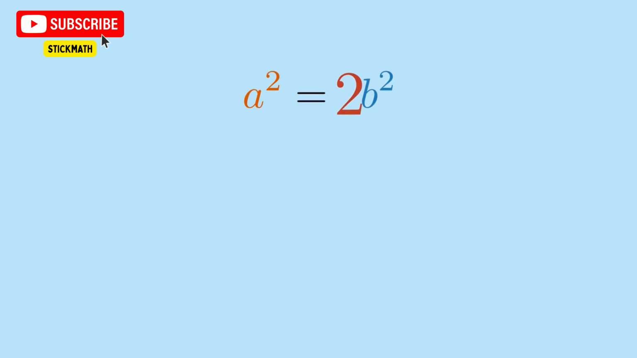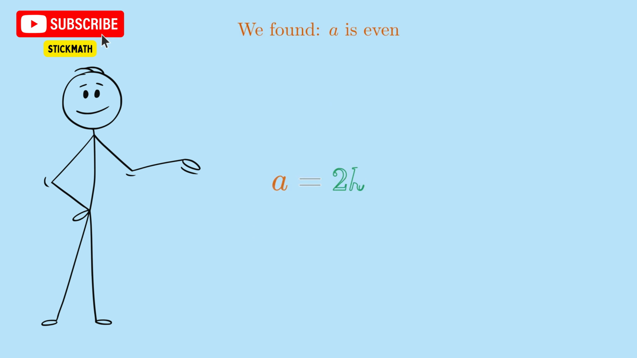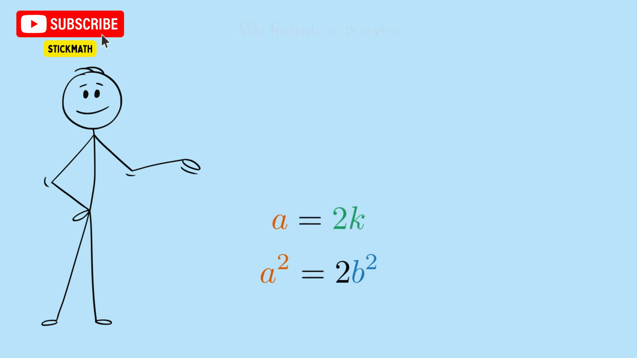Look closely at the right side. It is multiplied by 2. This means a squared must be an even number. And mathematically, if a square is even, the number itself, a, must also be even. Okay, since a is even, we can write it as 2k for some integer k.